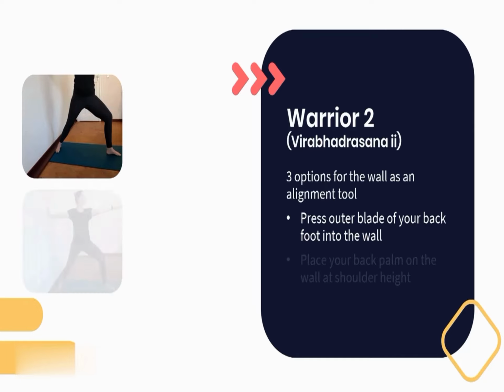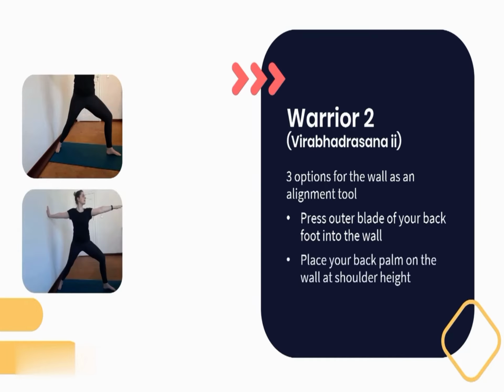Set your Warrior 2 up so that you are facing away from the wall. Place your back palm on the wall at shoulder height to feel the activation through the arms and to help you align your torso and keep the crown of your head reaching towards the ceiling.